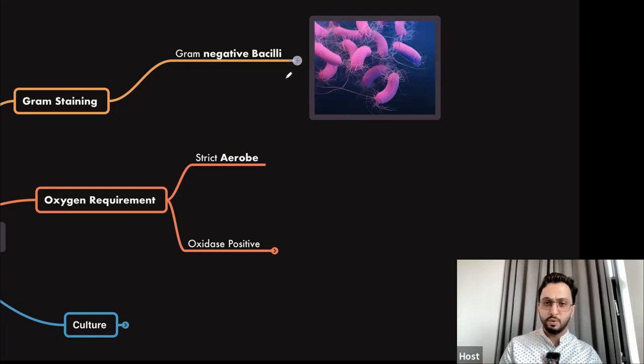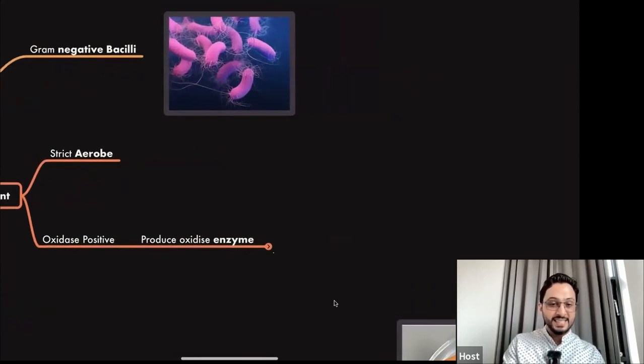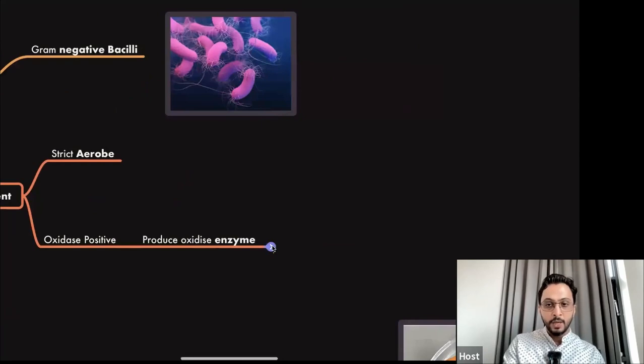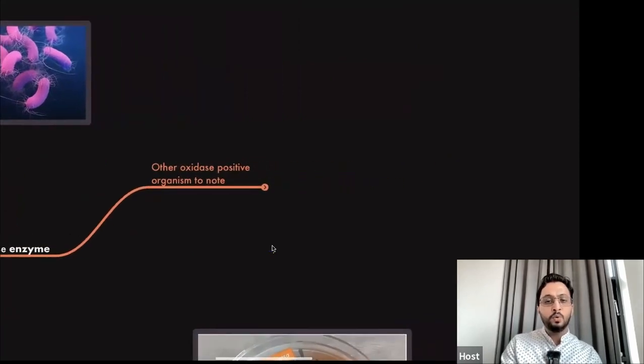Now there are some questions where you get image-based questions, directly you understand it from the image, but you can also get this kind of questions is what I mean. Now oxidase positivity, that is they produce oxidase enzymes, as I've told you just now. Now one more oxidase positive organism to know is Brucella, just to connect it.